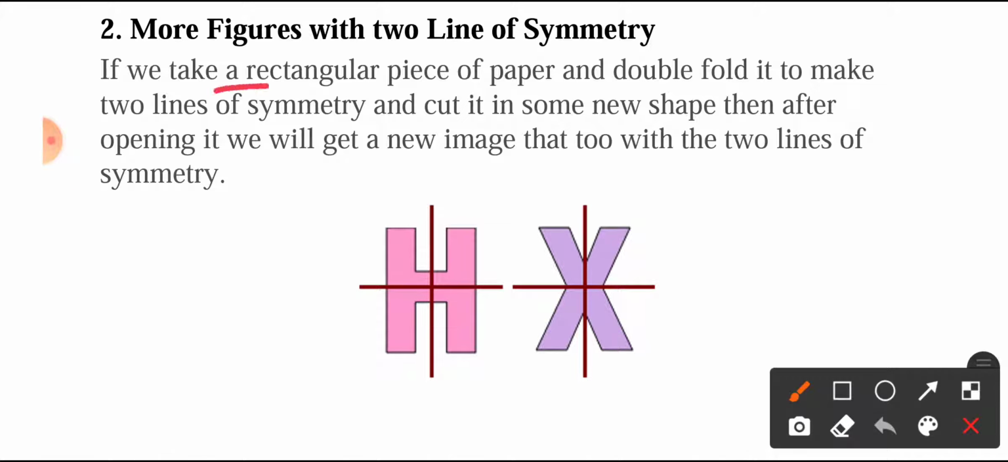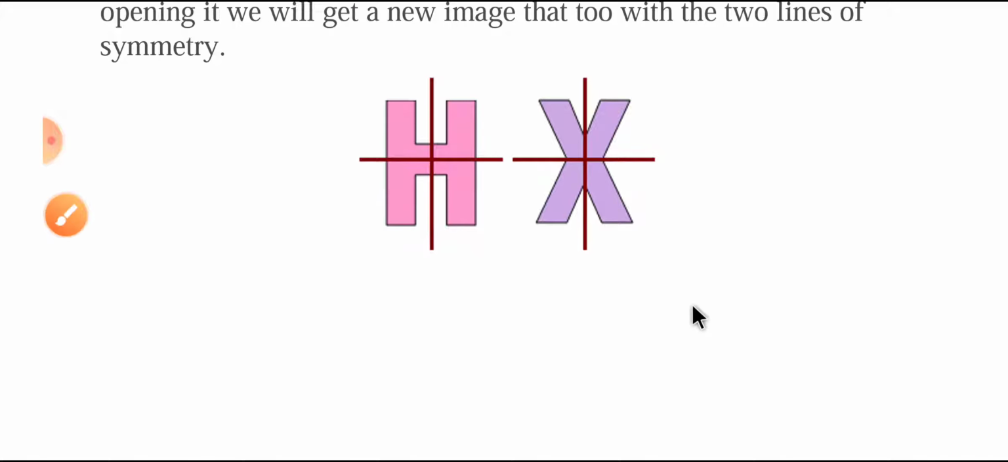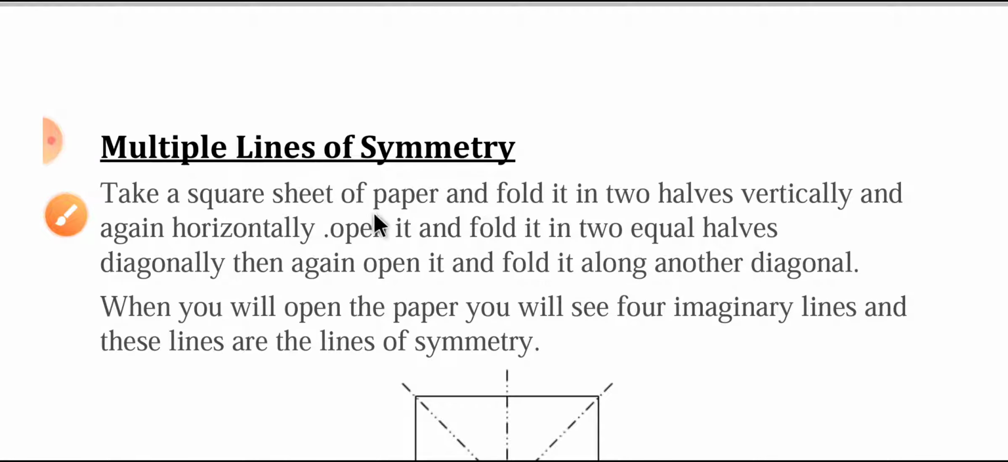Then more figures with two lines of symmetry. For example, if you take a rectangular piece of paper and double fold it to make two lines of symmetry, we can cut it in a new shape also. After opening, you will get a new image that will have two lines of symmetry. For example, you can take the shape of H, then X, and if you fold vertically and horizontally, you will get two lines of symmetry.